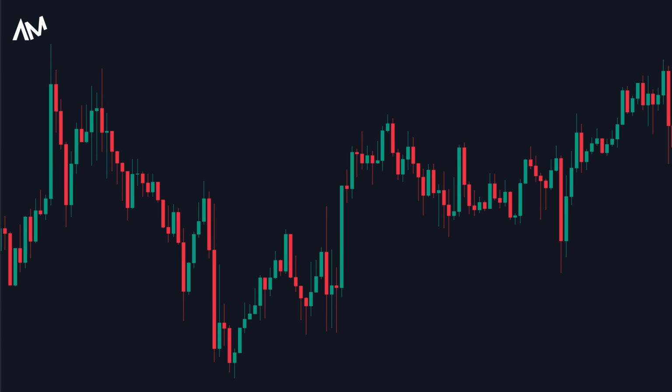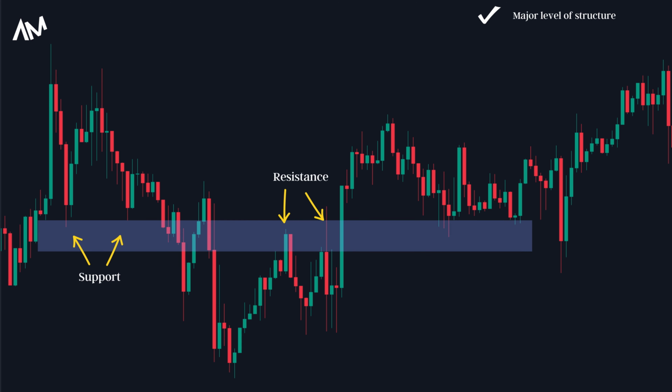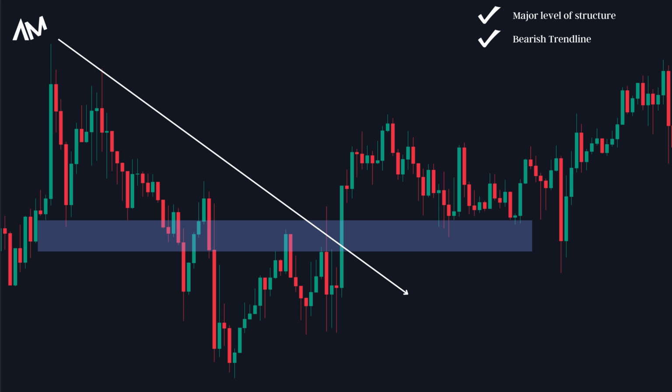Here's another example to help you understand this concept better. In this trade, we have 3 indicators pointing to a potential trade setup. First, we have a major level of structure, which suggests that the market may react to this price. Second, we have a bearish trend line, which could indicate a shift in the market's trend. Lastly, we have a candlestick that is strongly rejecting this level. All of these factors combined create a strong indication that the market may be primed for a reversal and may present a potential trading opportunity.